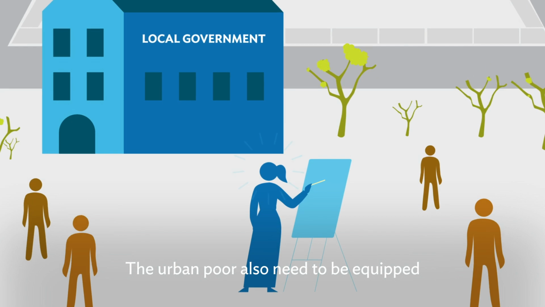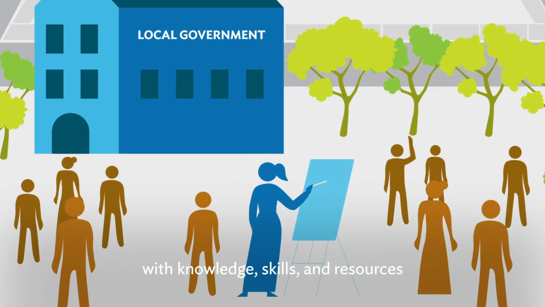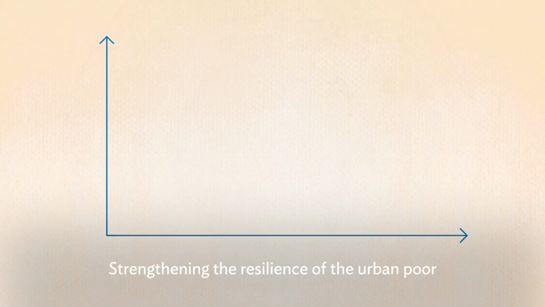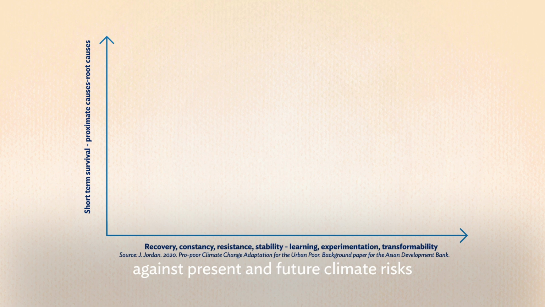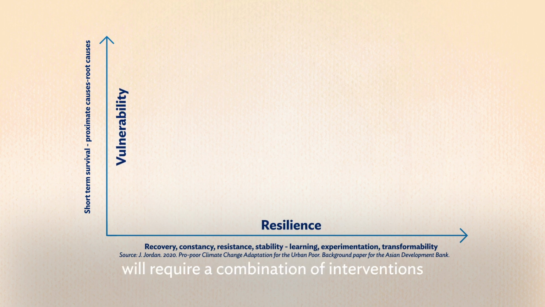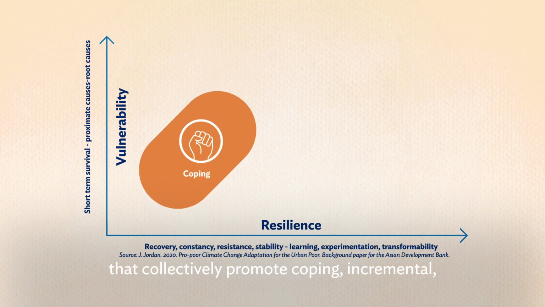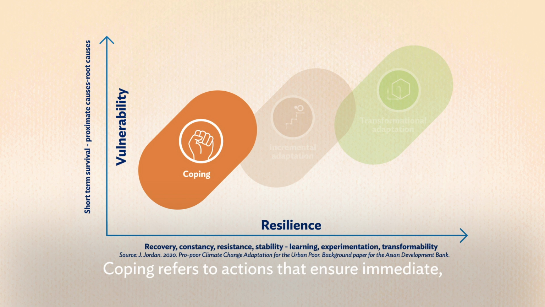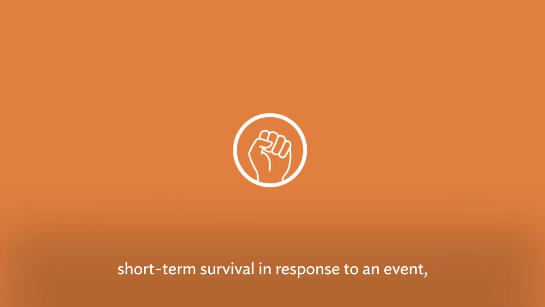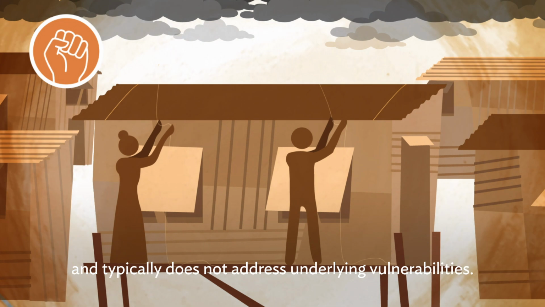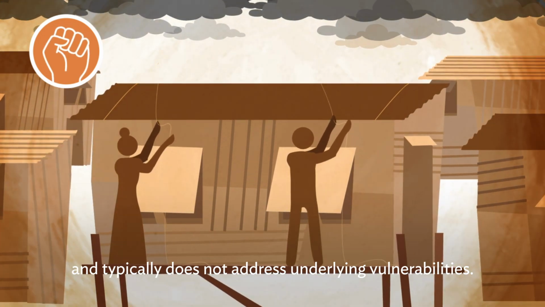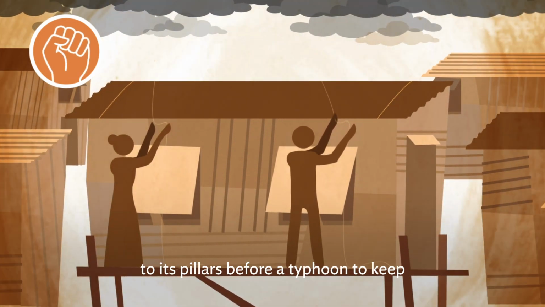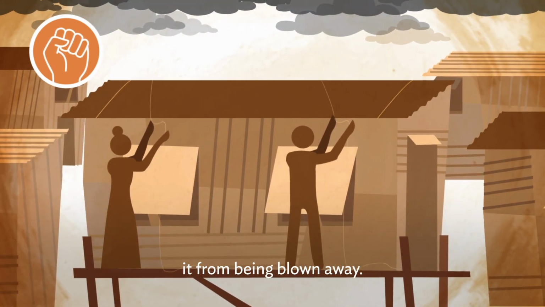The urban poor also need to be equipped with knowledge, skills, and resources to improve their adaptive capacity. Strengthening the resilience of the urban poor against present and future climate risks will require a combination of interventions that collectively promote coping, incremental, and transformational strategies. Coping refers to actions that ensure immediate, short-term survival in response to an event and typically does not address underlying vulnerabilities. An example of coping would be tying the roof of a house to its pillars before a typhoon to keep it from being blown away.